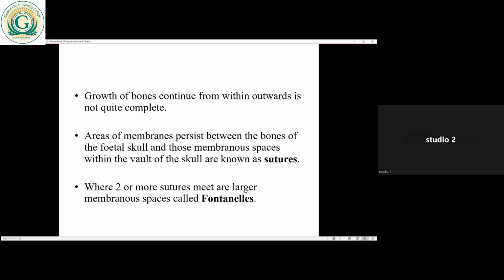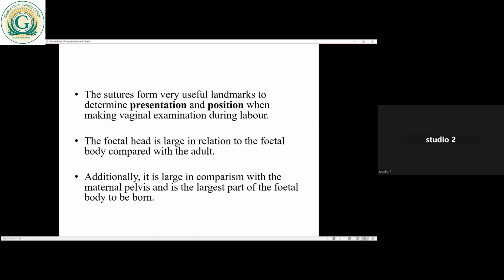So there are two things here: we have the sutures and we have the fontanelles on the head of the baby. These sutures help us to know the presentation and the position of the baby.